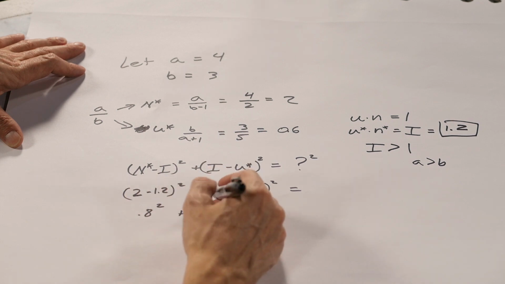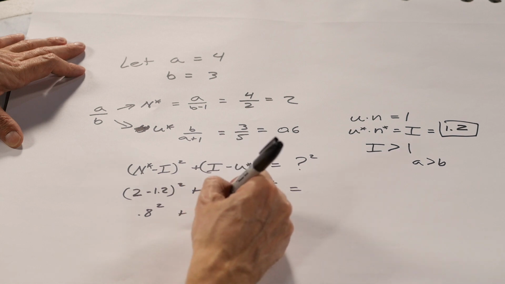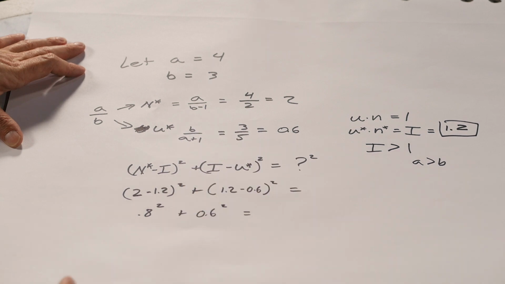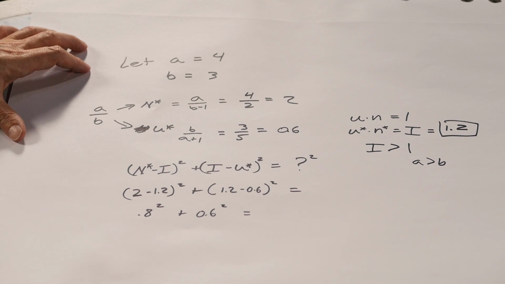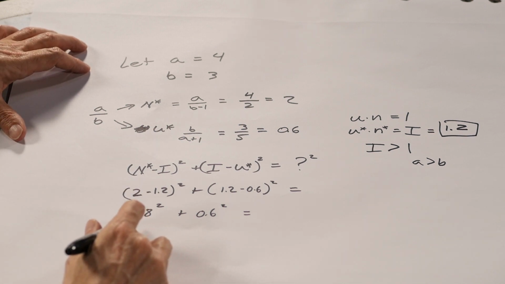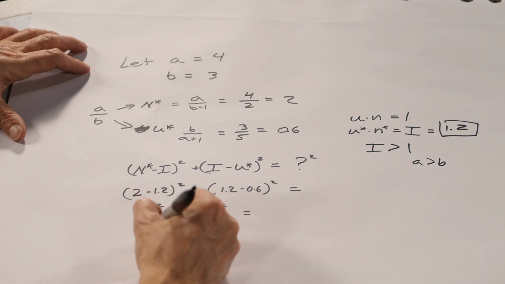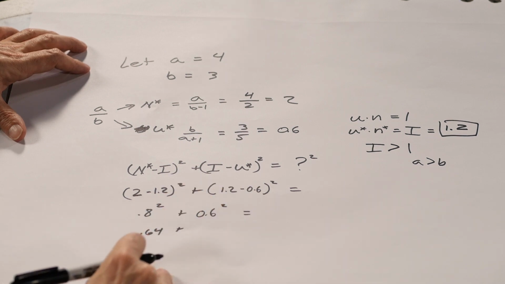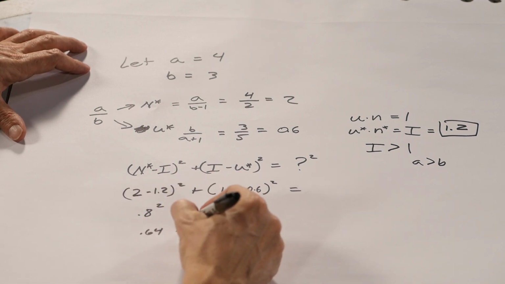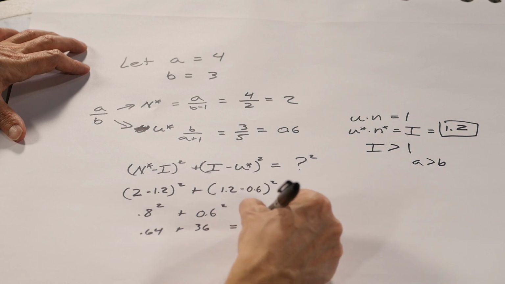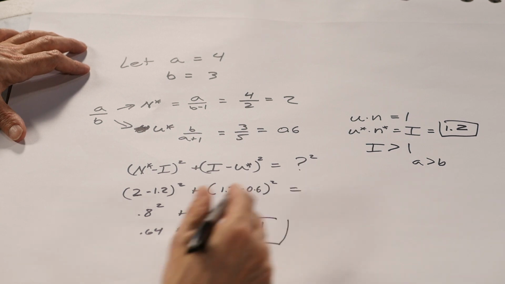Squared plus, and this turns out to be 0.6 squared equals. All right, Matt, so what's 0.8 squared? 0.64. And 0.6 squared is 0.36. And that equals 1.